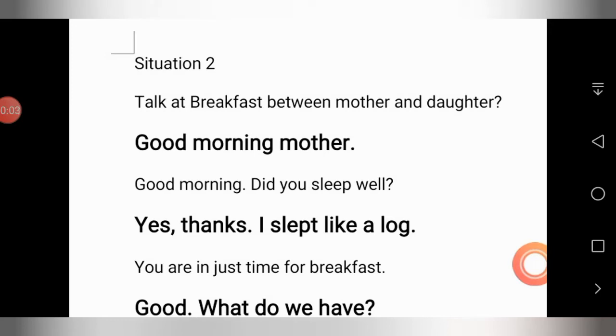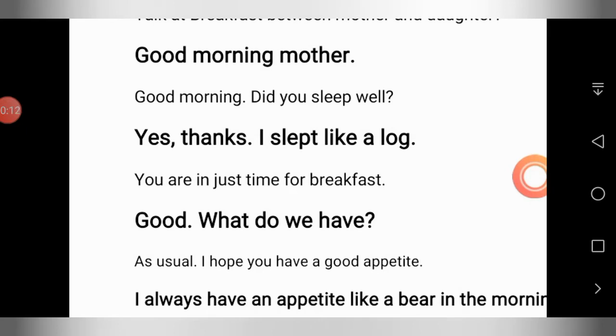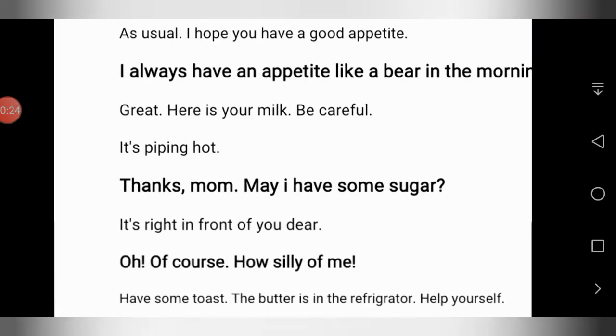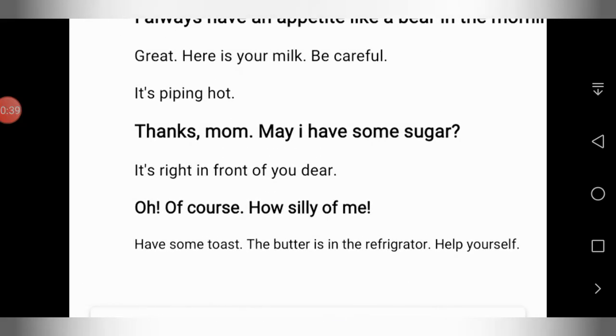Situation 2. Talk at breakfast between mother and daughter. Good morning, Mother. Good morning. Did you sleep well? Yes, thanks. I slept like a log. You are in just time for breakfast. Good. What do we have? As usual. I hope you have a good appetite. I always have an appetite, like a bear in the morning. Great. Here is your milk. Be careful. It's piping hot. Thanks, Mom. May I have some sugar? It's right in front of you, dear. Oh, of course. How silly of me. Have some toast. The butter is in the refrigerator. Help yourself.